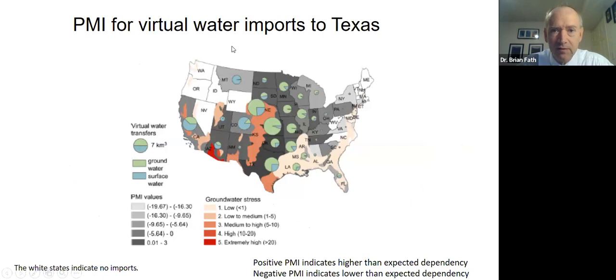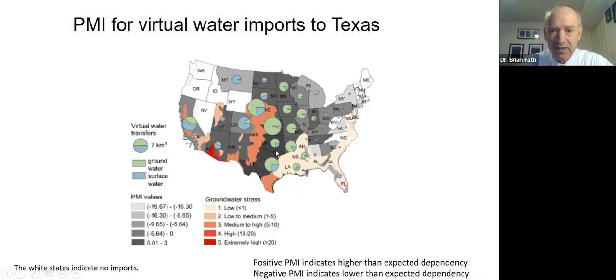And if you look at the virtual water trade network that she had constructed, and you look at the PMI, what it shows is that a positive PMI indicates a higher than expected dependency, that there's more trade than would be expected in this neutral model. If it's a negative PMI, it means there's a lower than expected dependency. And the scaling is that the darker ones are more positive, and as it gets lighter, they're more negative. There are some that are missing data, and the ones that are pure white, I think, are actually missing data.